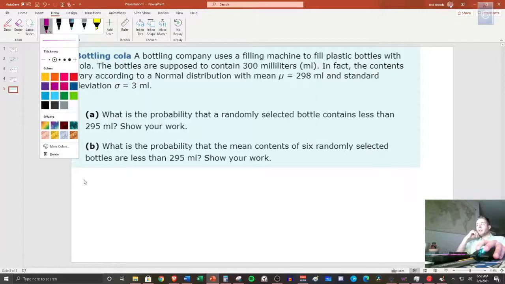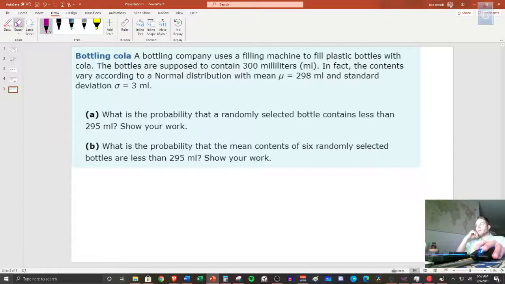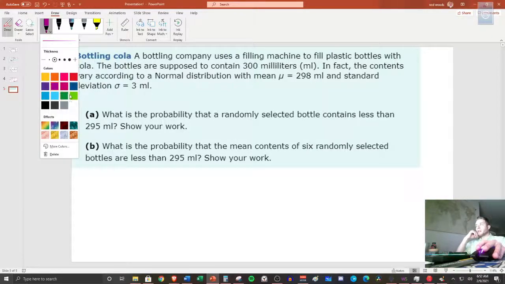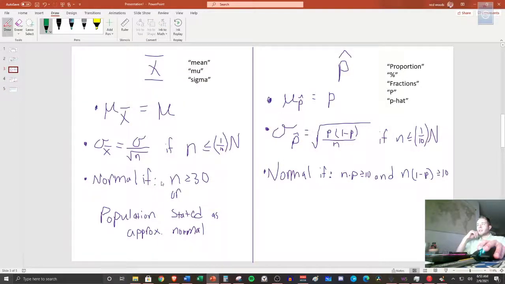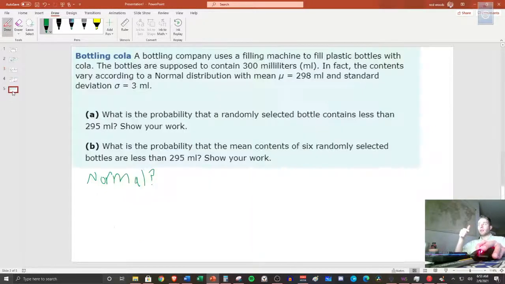So the first thing we want to do is we want to know, is it normal? That's the first thing we want to know. Let me change colors here. We'll go green. Is it normal? Well, how do we check normality? Okay. Well, here are the two ways to do it. It's going to be normal, since this is X bar, if the sample size is greater than or equal to 30, or if the population is stated as approximately normal.